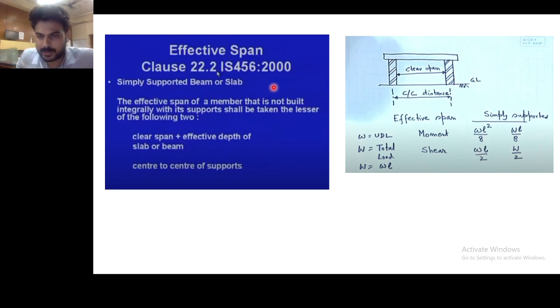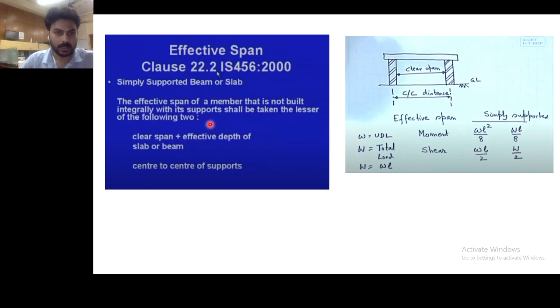The effective span is the distance we have to calculate by using formulas, and that distance significantly contributes to the moment, not the other distance. So that's why calculating the effective span is also important. For a simply supported beam, it can be considered as the center to center distance. But for the member that is not built integrally with its support, the effective span shall be taken as the lesser of the following.